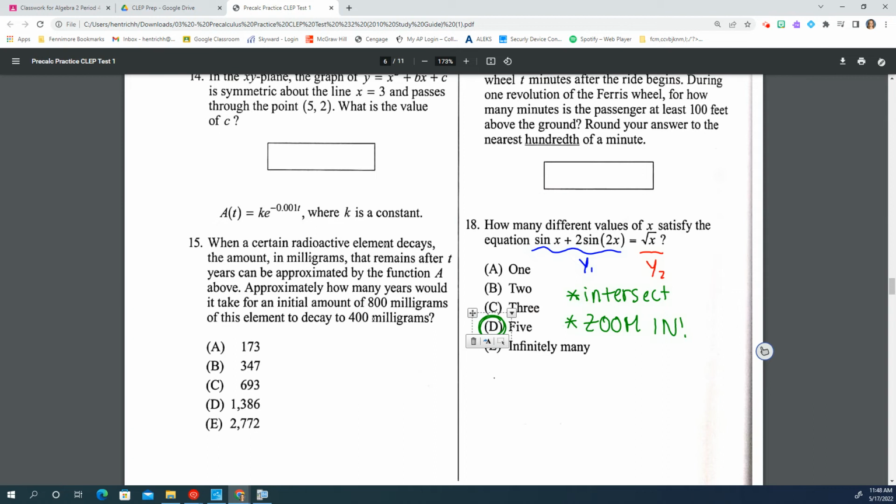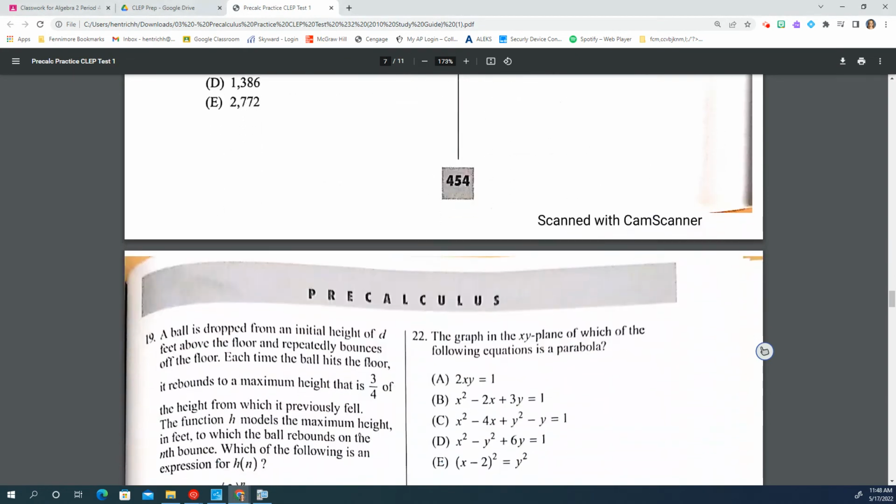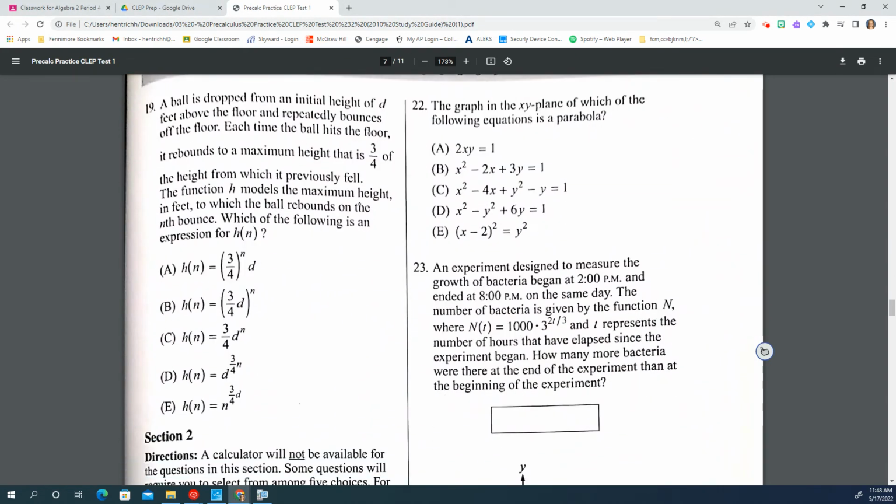Okay, one last one. I do want to go over this ball bounce one. This one was on your homework. Oh, I hated this. Yeah, these ones you haven't done before. Yeah, they're confusing. It's just not in your curriculum. So this isn't too bad once you notice patterns.